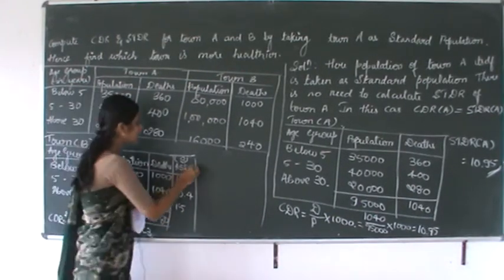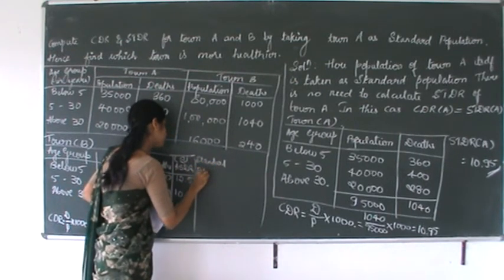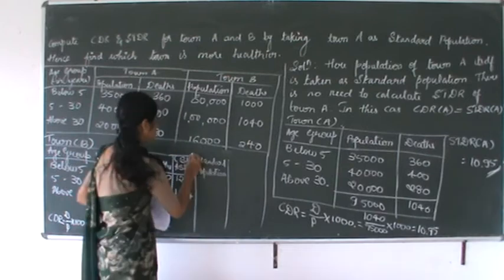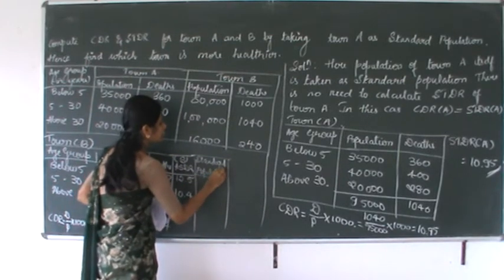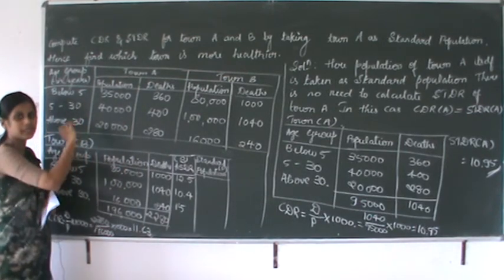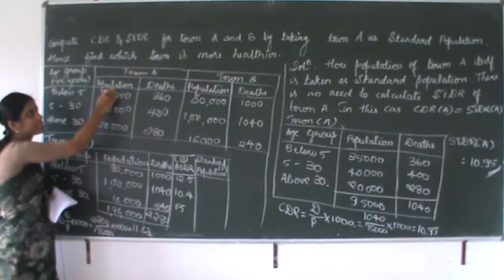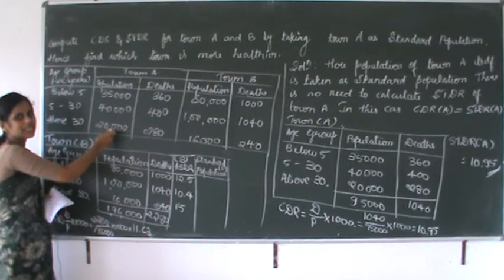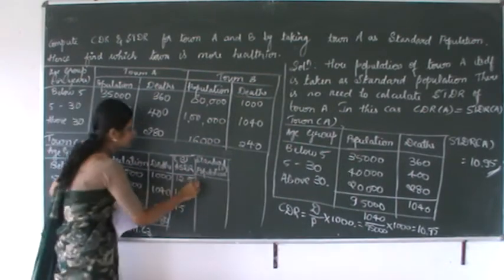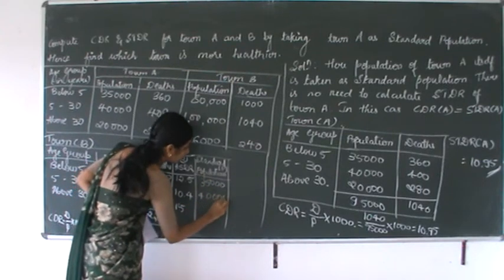Now, we have to write P. P is nothing but standard population, denoted as capital letter P. So which is the standard population? Here specifically standard population is not given, but we have to consider town A population as standard population. So this population will be considered as standard population. We have to write these population values under standard population. That is 35,000, next 40,000 and then 20,000.